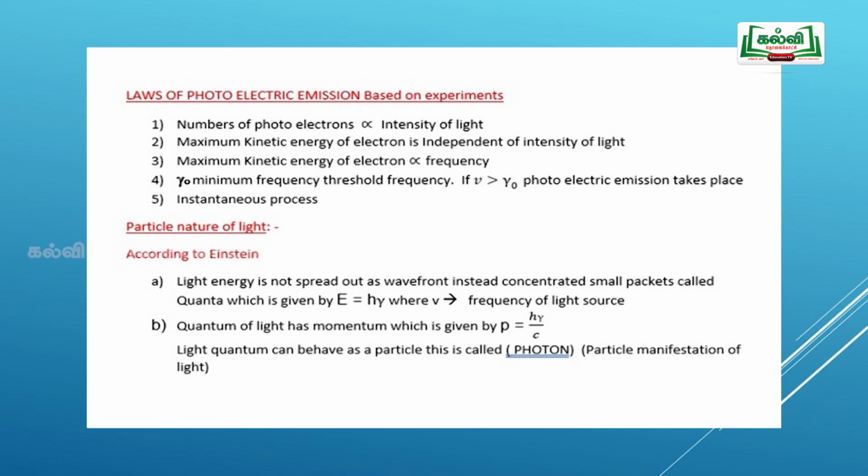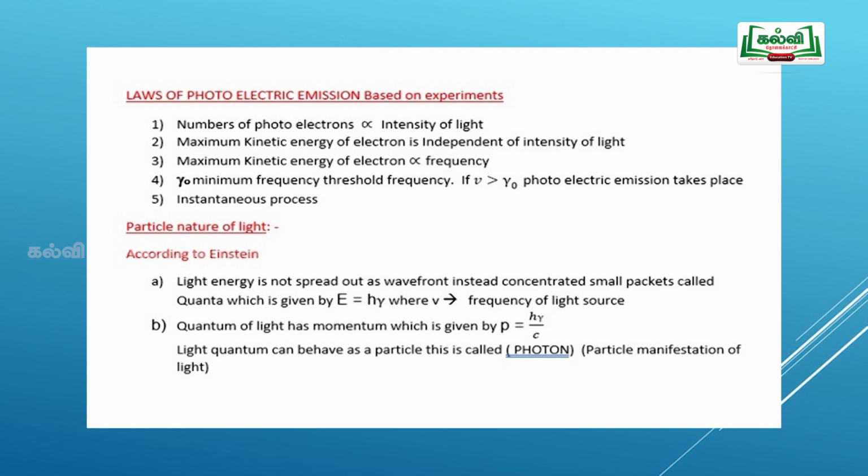So let us recall these laws in a quick way. The number of photoelectrons emitted per second is directly proportional to the intensity of light. The maximum kinetic energy of the electron is independent of the intensity of light. The maximum kinetic energy of the electron is directly proportional to the frequency of the incident light.